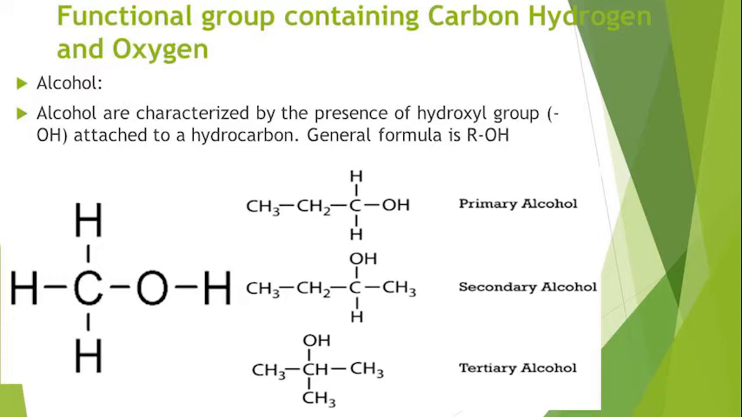In second example, you can see the alcohol is attached with secondary carbon, that is carbon that contains only 1 hydrogen, so it is called secondary alcohol. In tertiary alcohol, you can see that OH group is attached with tertiary carbon, that is carbon that does not contain any hydrogen atom present in tertiary alcohols.